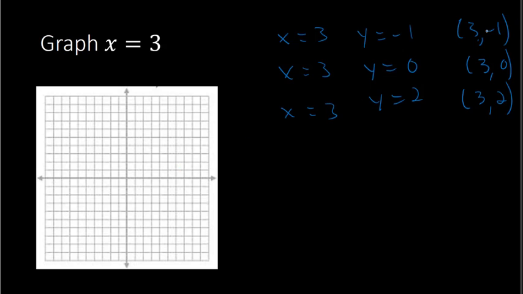So if I were to try graphing some of these, x is 3, y is negative 1, that'd be right here at that point. 3, 0 is right here. 3, 2 is right here. Connect those dots, and I have a vertical line in this case that goes through all 3 of those points. So with this vertical line right here at 3, y can be anything, but x will always be 3. It doesn't matter what y is equal to, x will always be 3.